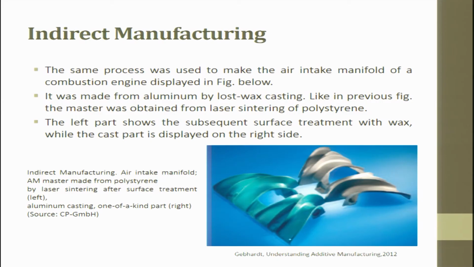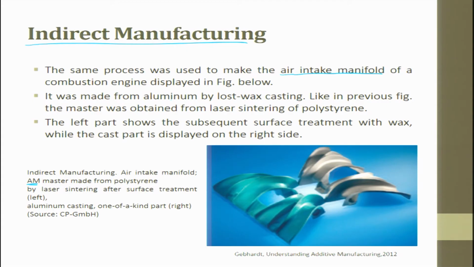So, this is a part which is made out of indirect manufacturing. Here, air intake manifolds are made by additive manufacturing: a master made from polystyrene by laser sintering, after surface treatment. Aluminum casting gives a one-of-a-kind part using this indirect manufacturing. The same process was used to make air intake manifolds of a combustion engine displayed in the figure given below. It was made from aluminum by lost wax casting.